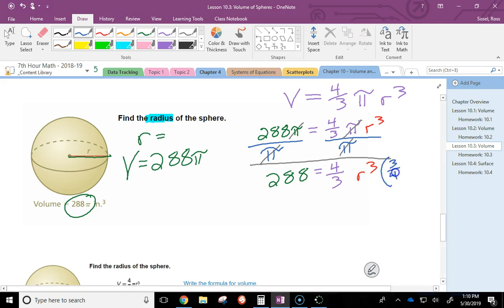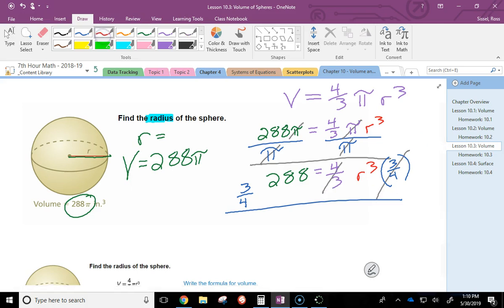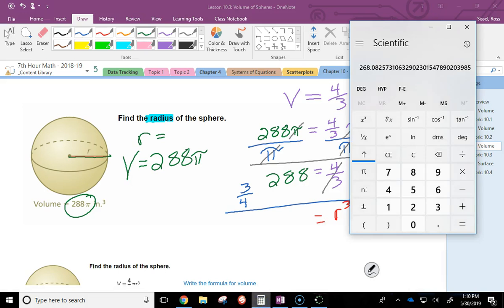So my fraction was 4/3. We're going to times by 3/4. So over here, 3/4. That means 4/3 and 3/4 will give me 1, because that's 12 over 12, which is 1. So now I'm left with r cubed equals, and I'm going to do it on this calculator.